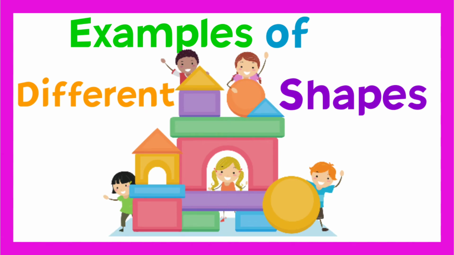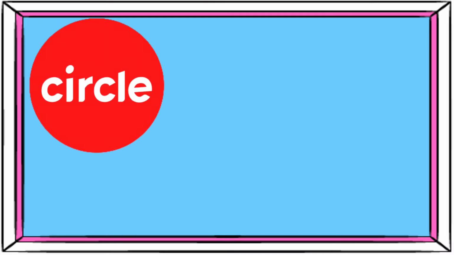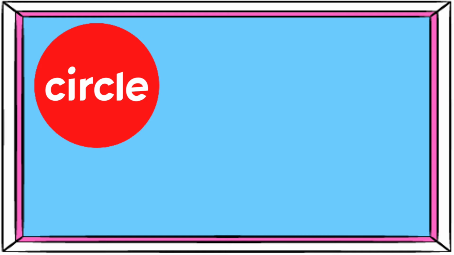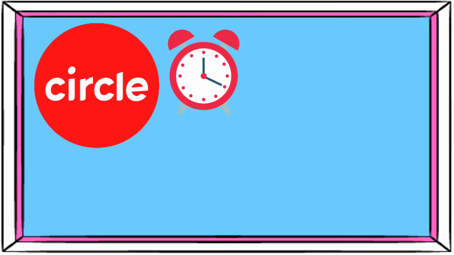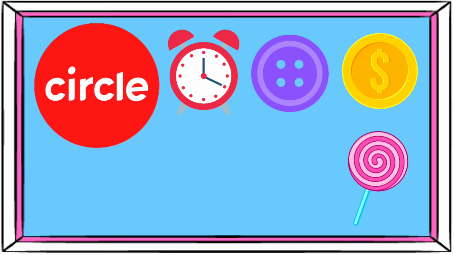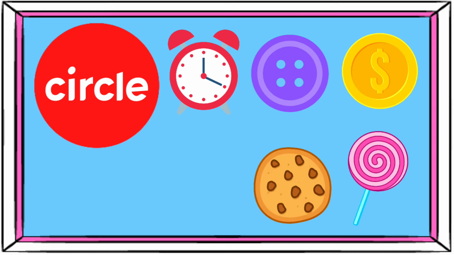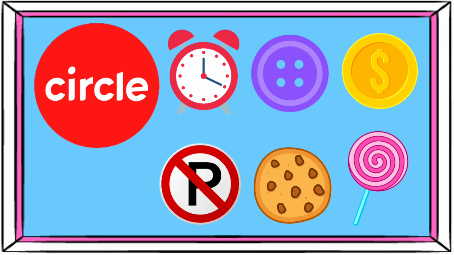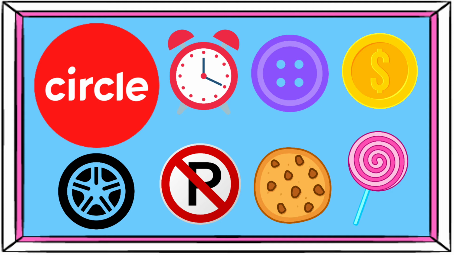Examples of different shapes. Circle. Examples of circle. Clock. Button. Coin. Lollipop. Cookie. Traffic sign. Wheel.